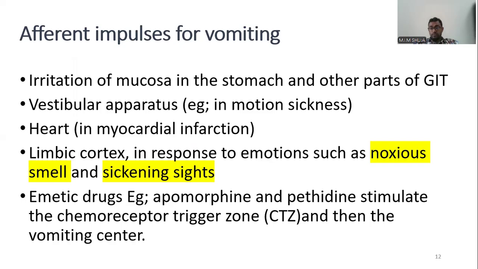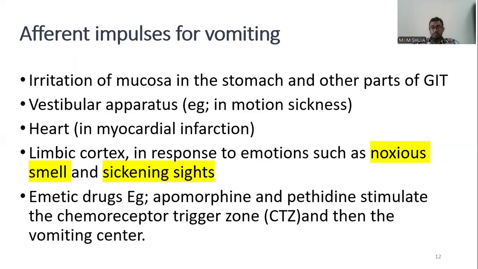The second source is the vestibular apparatus, especially in the inner ear. This is important in motion sickness, when there is a mismatch between the visual input and the vestibular input. The vestibular nuclei stimulate the vomiting center. This is why people may develop nausea and vomiting while traveling by bus, car, boat, or airplane. Vestibular causes are often associated with dizziness, vertigo, and imbalance.